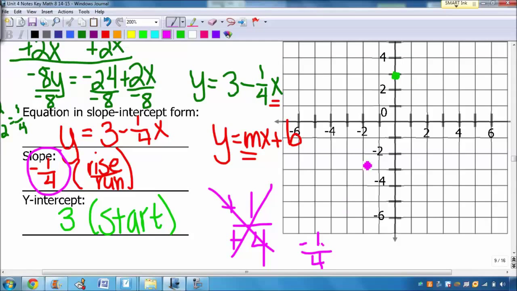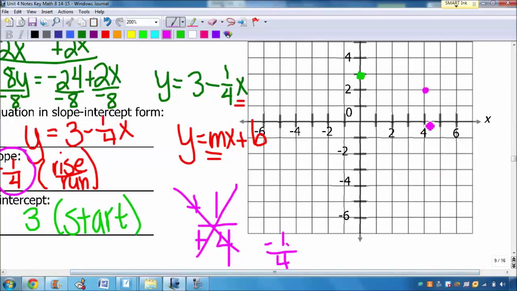So I'm going to go down 1. All right, and this right here means that the run is positive 4, so I'm going to go to the right 4. So I'm going down 1 and to the right 4, and this is where my first dot is. Okay, let's try it again. You would go down 1 and to the right 4. Now notice you run out of room. So what can I do in order to graph out more points?